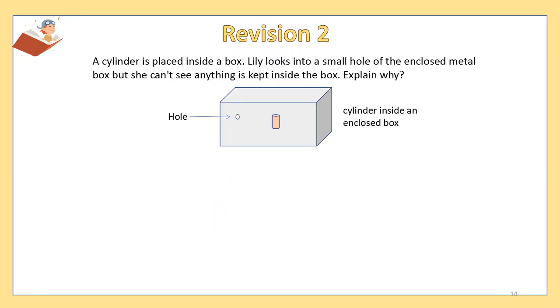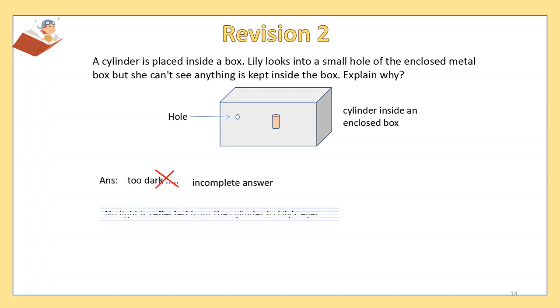Revision 2. A cylinder is placed inside a box. Lily looks into the small holes of the enclosed metal box, but she cannot see anything kept inside the box. Explain why. If you say that the box is too dark, you may not get any marks. Most important, you must talk about light and reflection. So the answer is no light is reflected from the cylinder to Lily's eye.